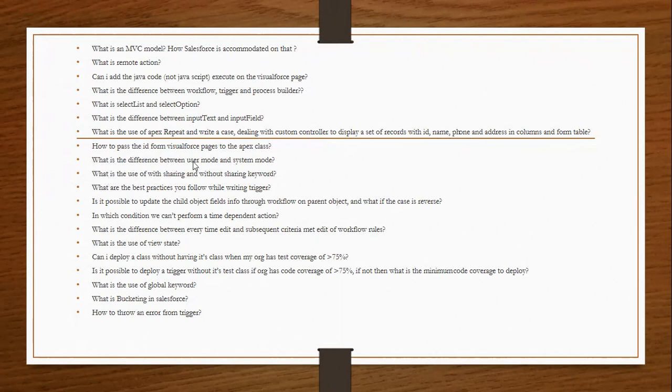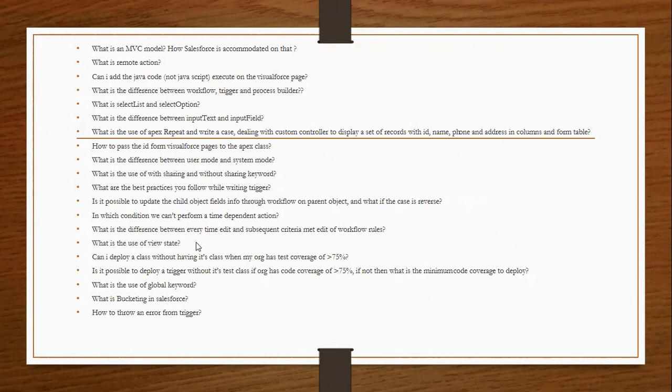Next, what is the difference between user mode and system mode? Next, what is the use of the with sharing and without sharing keywords? Next, what are the best practices you follow while writing triggers? Is it possible to update the child object's fields through a flow on the parent object, and what is the use case? Next, in which conditions can we not perform a dependent action?